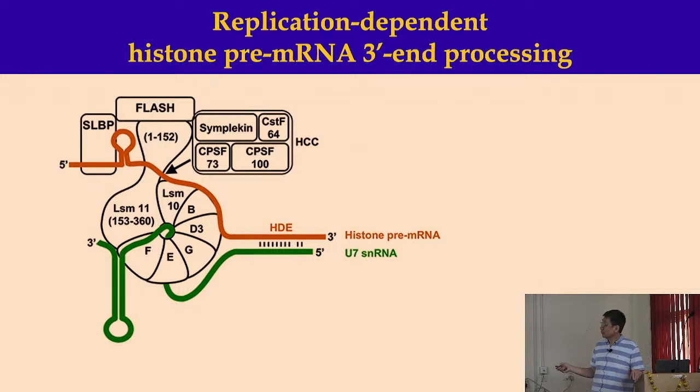So what is the U7 snRNP? First of all, it's an snRNP, so that's a U-Sm ring, made of Sm proteins. Sm is a protein motif. Each one has this Sm motif that forms this ring, a 7-member ring.